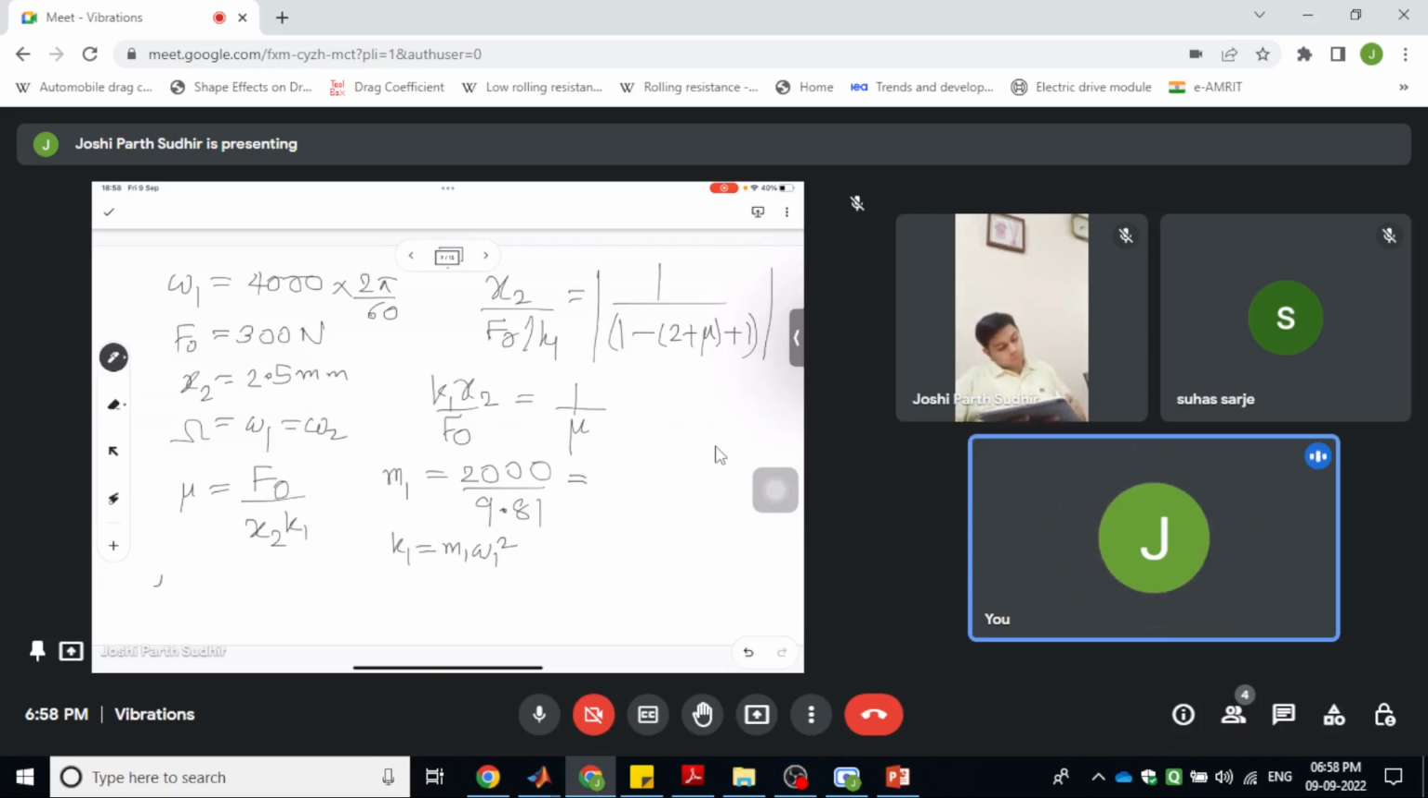So mu will be F naught upon x2 into M1 omega 1 square, so we can get the value of mu as 300 divided by using 2.5 mm as x2.